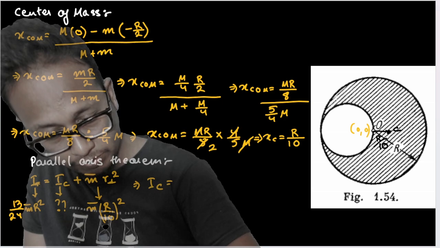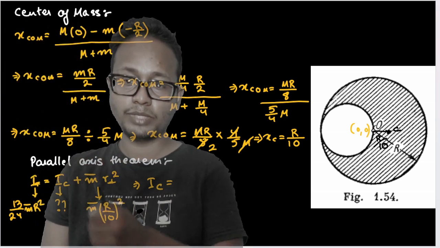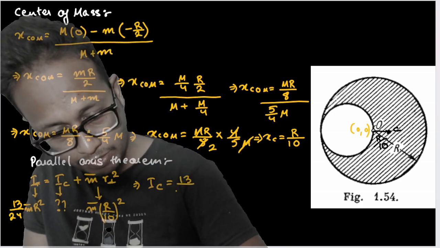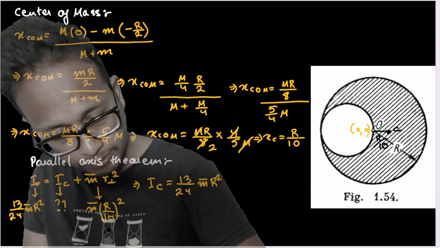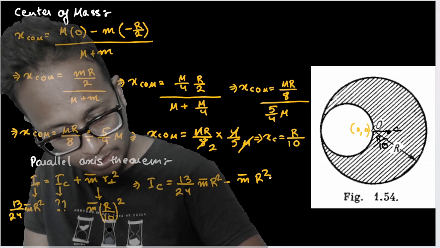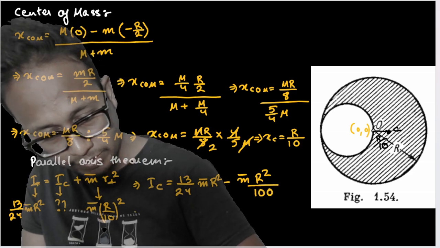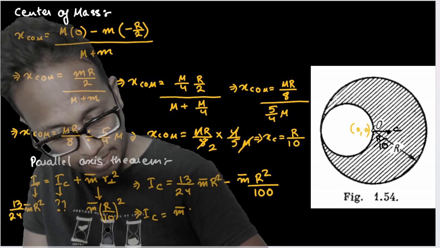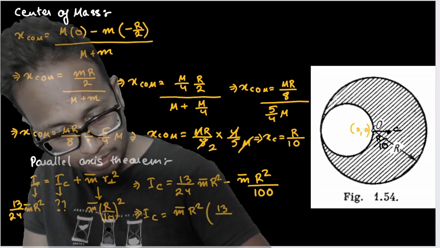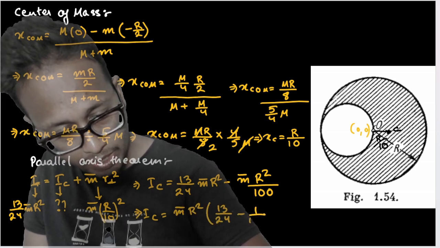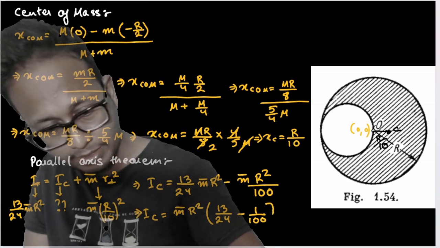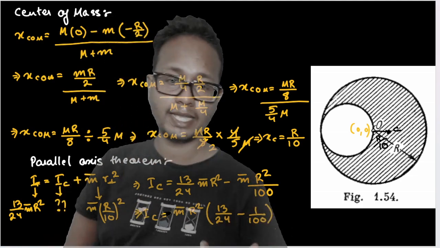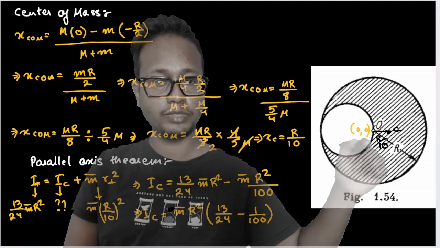So the moment of inertia passing through the center: if I send this m r square to the left hand side, I'll get this term minus this term. So 13 by 24 m dash r square minus m dash r square by 10 square, which is 100. If I take m dash r square common, the moment of inertia passing through the center of mass is m dash r square times 13 by 24 minus 1 by 100, isn't it? Now if I take the LCM and solve it, I'll get the moment of inertia passing through the center of mass.